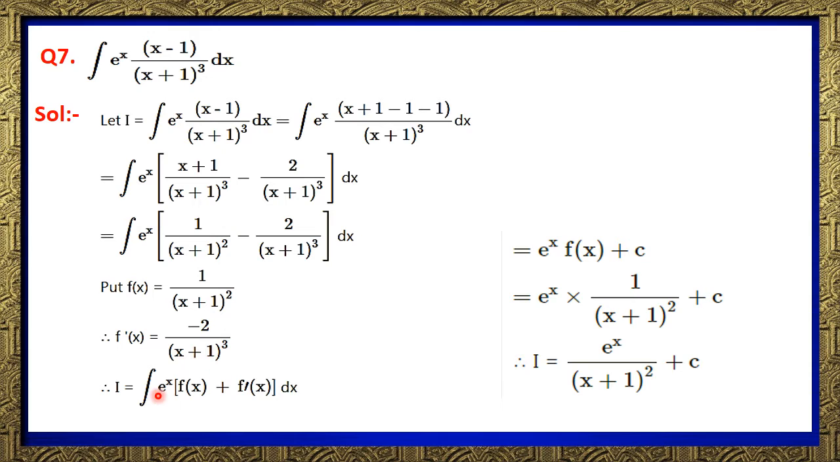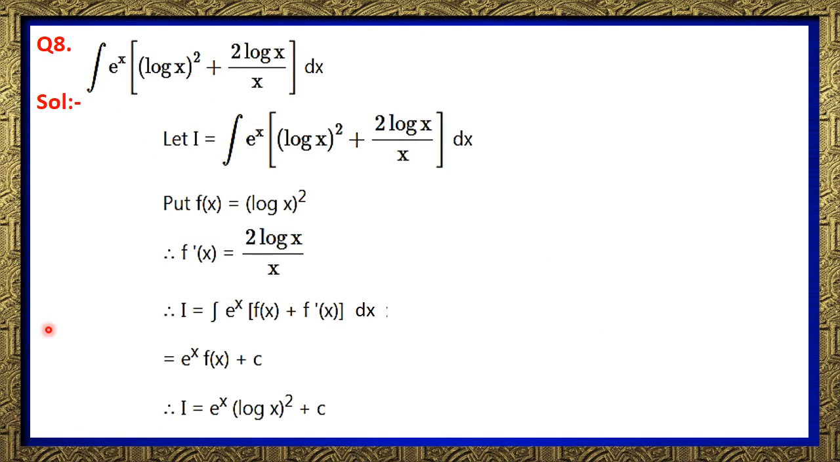Therefore, I is of the form integral e raised to x into f of x plus f dash x dx. So, its integral is e raised to x into f of x plus c, where f of x here is 1 upon x plus 1 the whole square. So, e raised to x into 1 upon x plus 1 the whole square plus c is the value of the given integral.